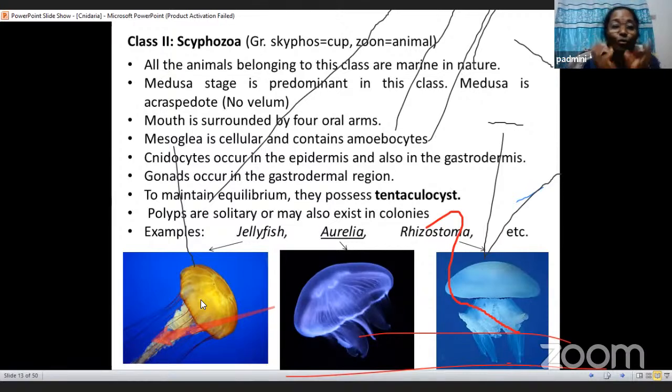Never think that they are so cute, so lovely, umbrella shaped. You don't have to go and touch them because they're going to sting us and kill us. So you have to be very careful with these jellyfishes. Most of the deaths in the ocean occur because of the stinging of these jellyfish. And you have Aurelia and Rhizostoma as examples.